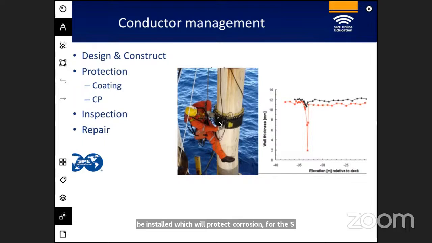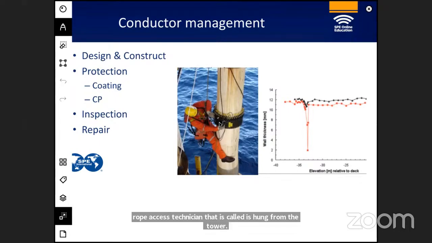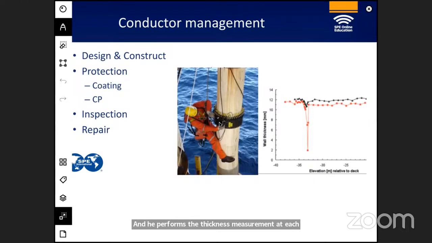A routine inspection has to be performed to ensure that degradation by way of corrosion does not happen. And if at all it happens, then we have to undertake some repairs. The picture on the right shows a rope access technician, as he is called. He is hung from the tower, and he performs the thickness measurement at each elevation of the conductor. And on the right hand side, it gives an output of the wall thickness of the conductor pipe, measured at the particular elevation.